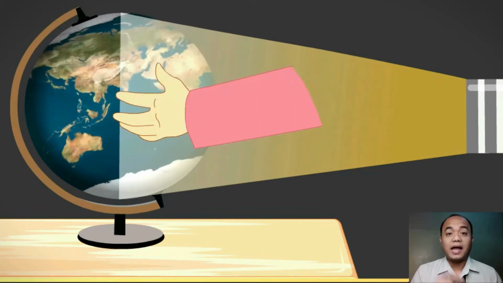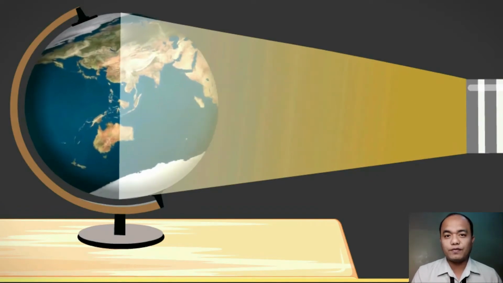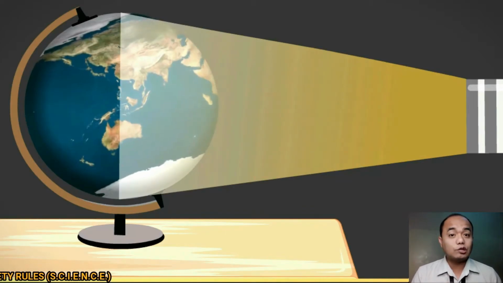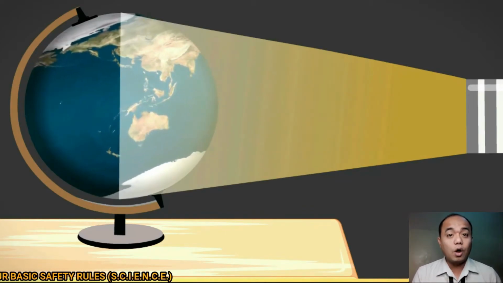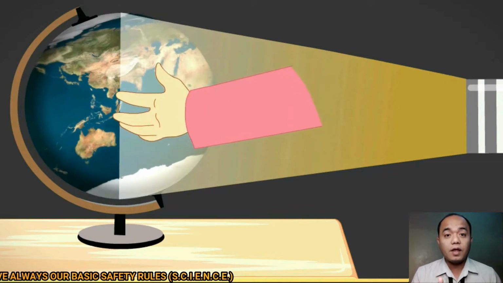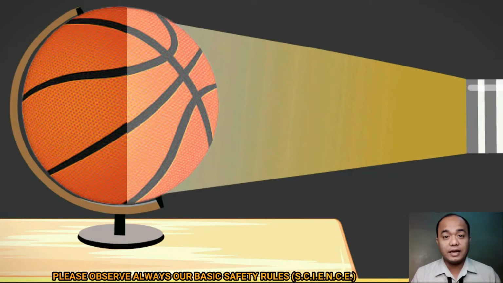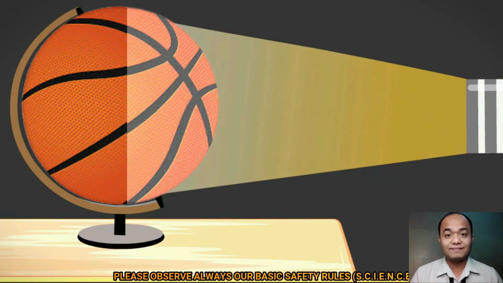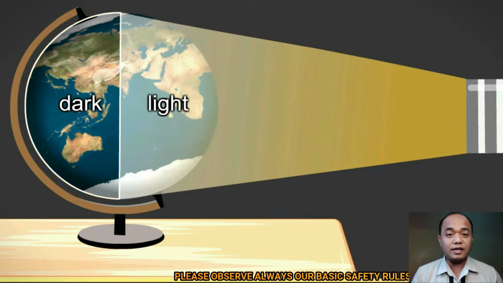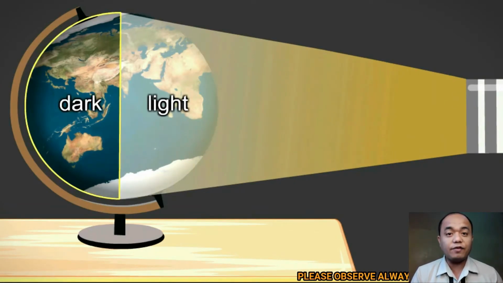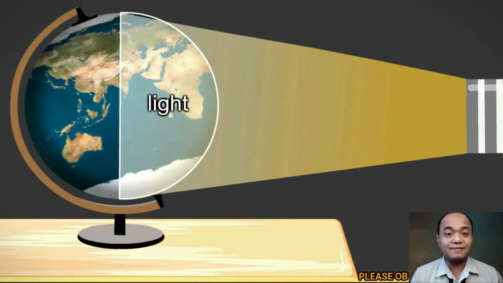Very good. As you perform this activity, observe what happens. Observe what happens to the different parts of the globe, or if you are using ball there, what happens to the different parts of the ball as the light from the flashlight strikes it. Observe very closely what happens to the different parts of the globe as the light from the flashlight strikes it.